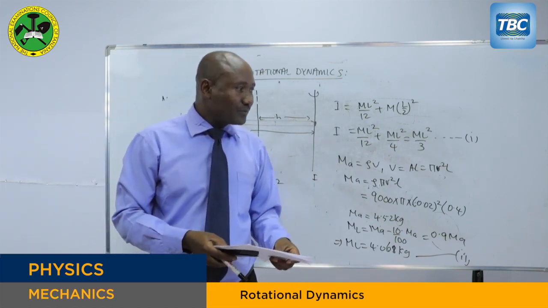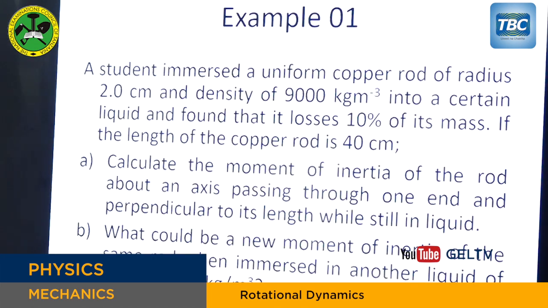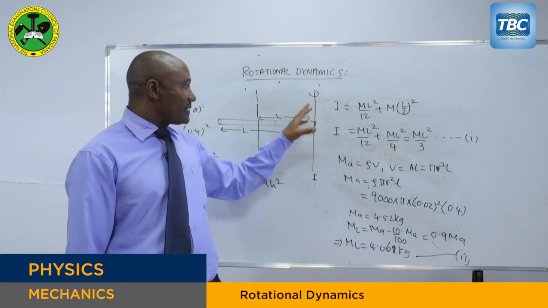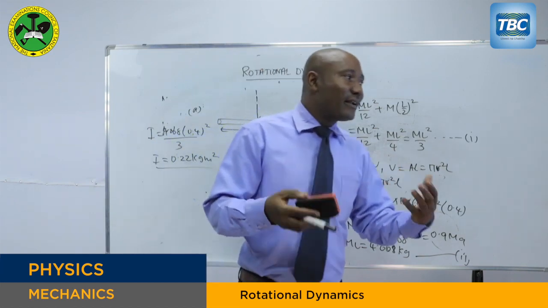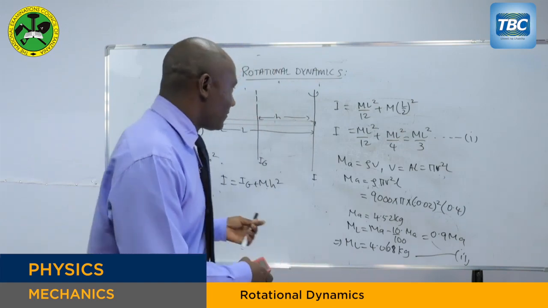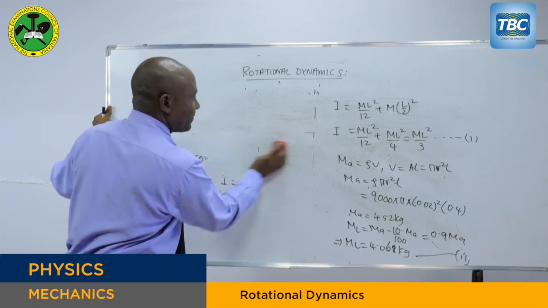The second part, very interesting. What will be the new moment of inertia of the same rod about the same axis when it is immersed in another liquid of density 1,200 kilogram per meter cubic? So you are looking for the same moment of inertia of the same particle, which is passing about the same axis, but this time it is immersed in another liquid whose density is different from this. So from the Archimedes principle, the formula will be the same.